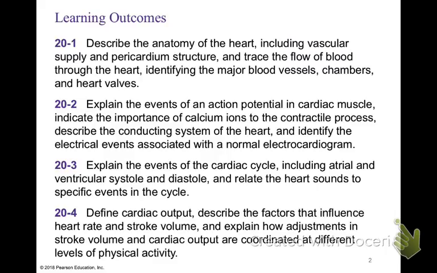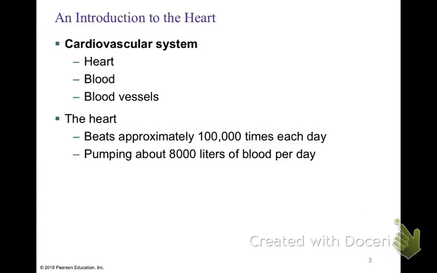There are 4 learning outcomes for this chapter. The first one is on the anatomy of the heart. The second one is on the physiology of heart muscle tissue. The third is at the organ level, the cardiac cycle, and the fourth is on regulating the heart. Be sure to refer to your textbook as you're listening to this lecture.